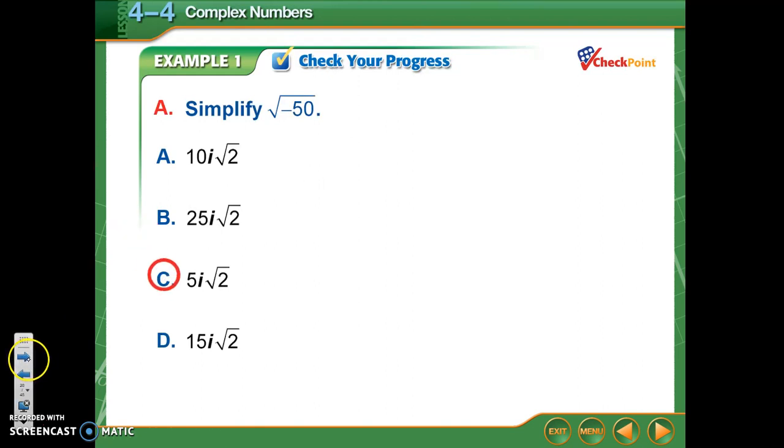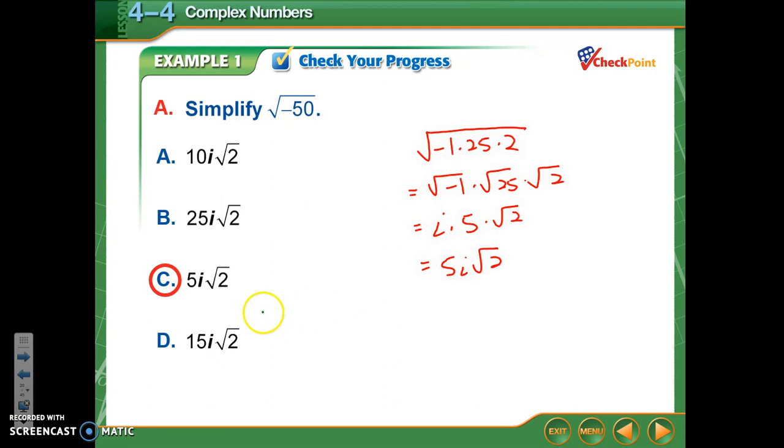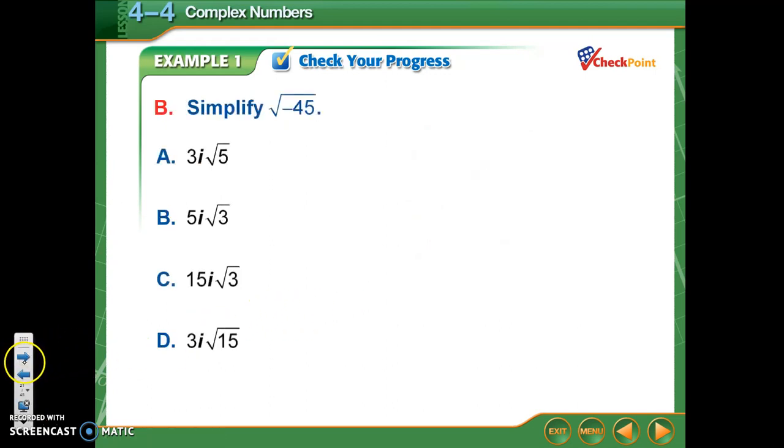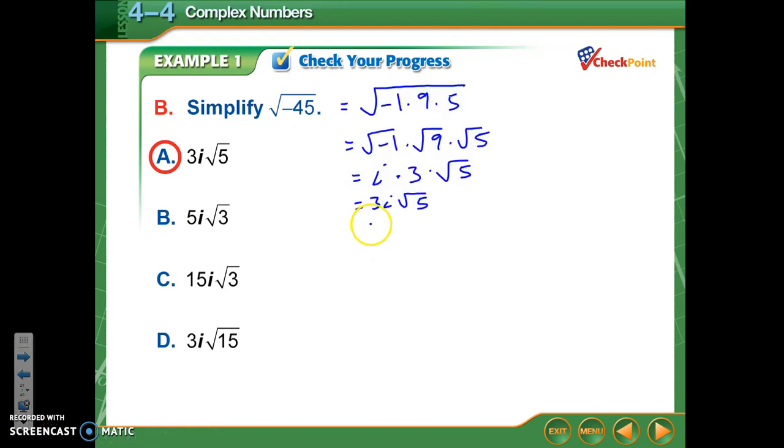Your answer here is C. And there is the work if you need to look at that. And then I want you to try this one as well. Simplify the square root of -45. The answer here is A. And here is the work for that one.